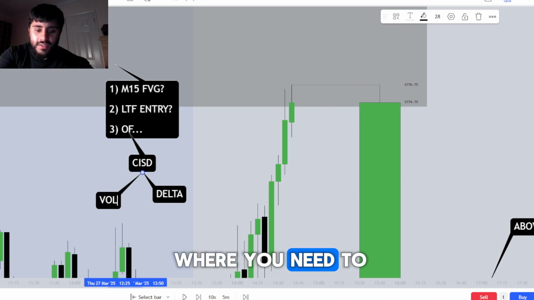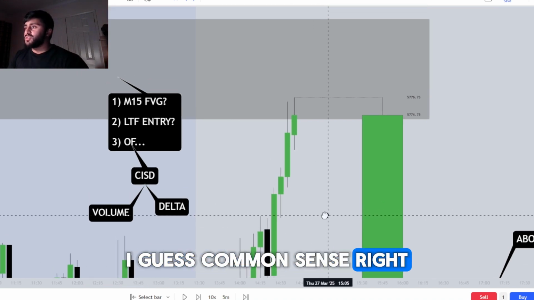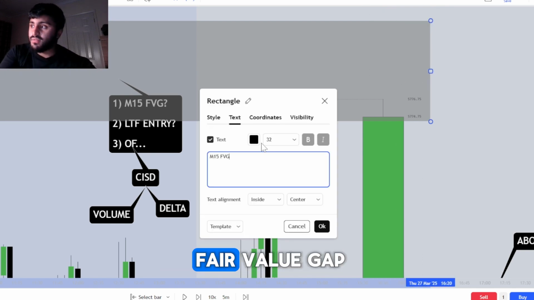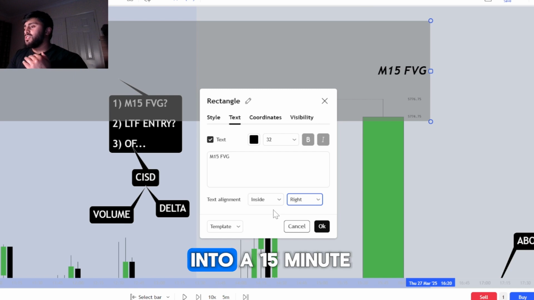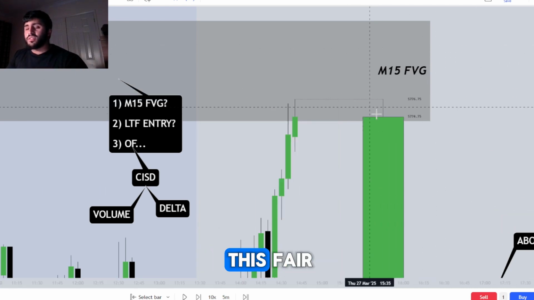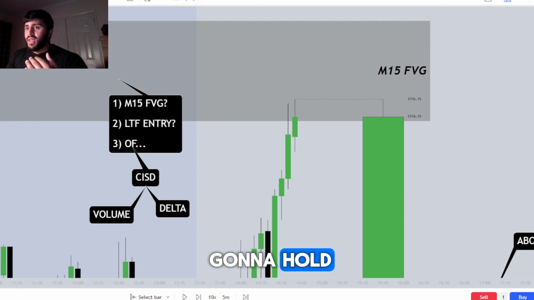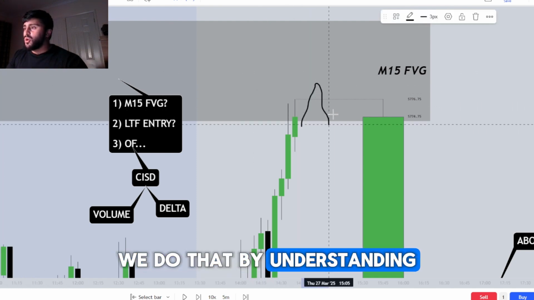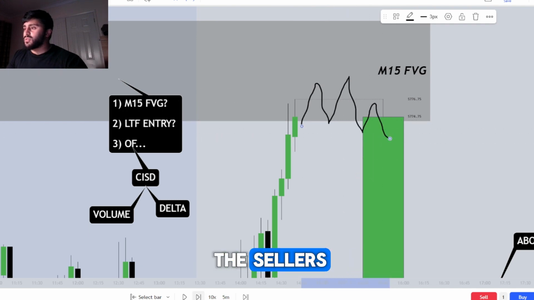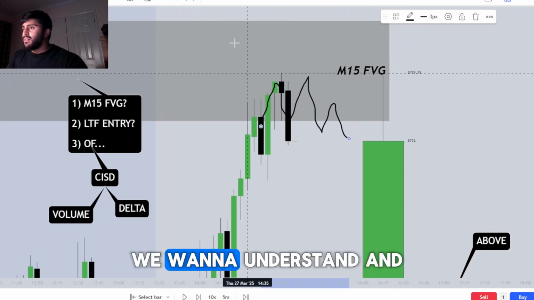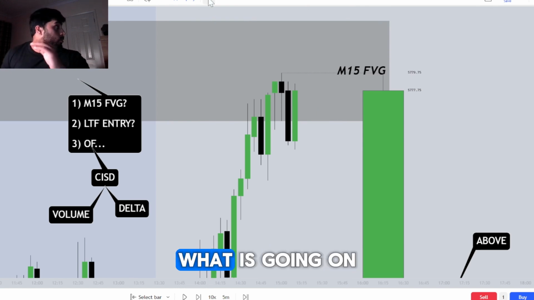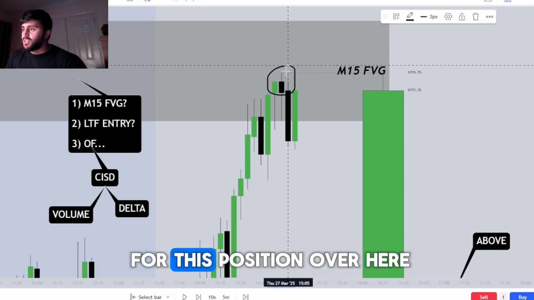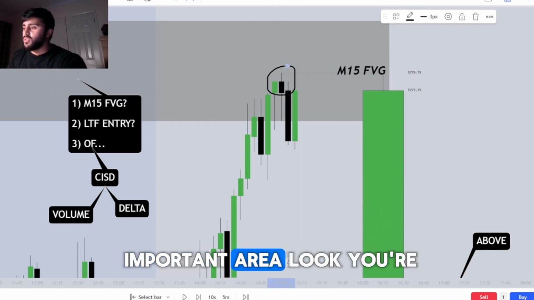So this is where you need to use a little bit of, I guess, common sense, right? So when we come into this 15-minute fair value gap, I'm going to label this as a 15-minute fair value gap, right? So when price comes into a 15-minute fair value gap, you want to know if this fair value gap is actually going to hold. And the way we do that is by understanding a few things. We do that by understanding who is in control between the buyers and the sellers. So if we just continue to play price on, we want to understand and really analyze what is going on inside of this particular area. So we are looking for this position over here. This is the most important area you're looking for.